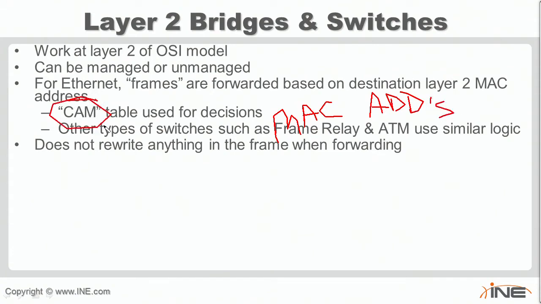So the CAM table, or the MAC address table, is ultimately going to be how the switches decide how they send their traffic, or how they forward their traffic. So CAM table and MAC table mean the same thing, yeah.